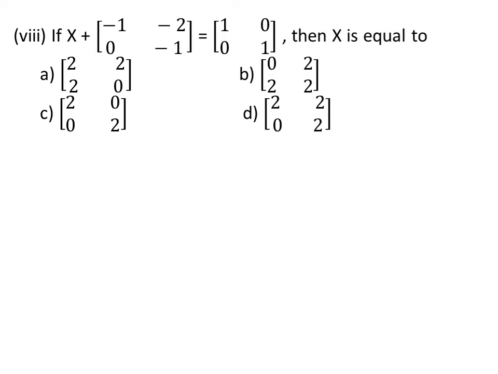Next is if x plus matrix with the elements minus 1, minus 2, 0, minus 1 equal to 1, 0, 0, 1, then x equal to dash. If both these sides are equal, then what will be the value of x? For this we will move this matrix to the other side and then both these matrices are subtracted. In this way we get the value of x as 2, 2, 0 and 2. So option D is the correct option.